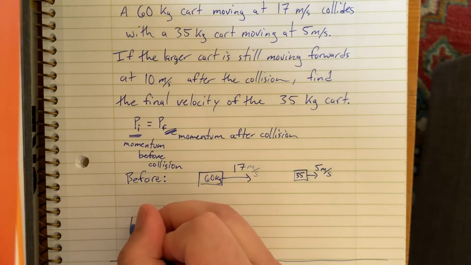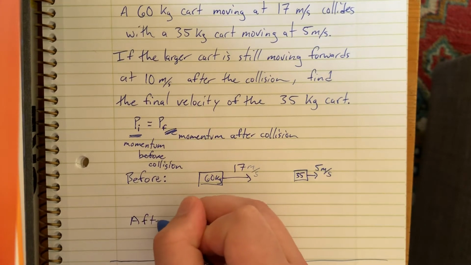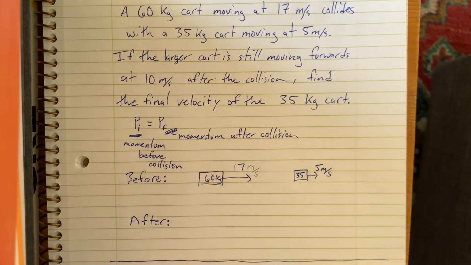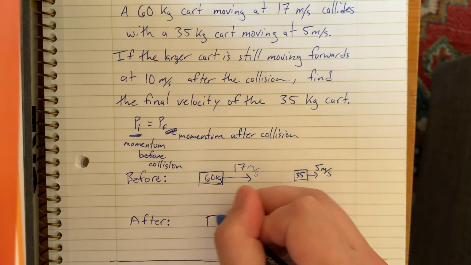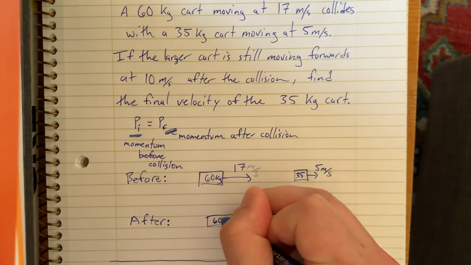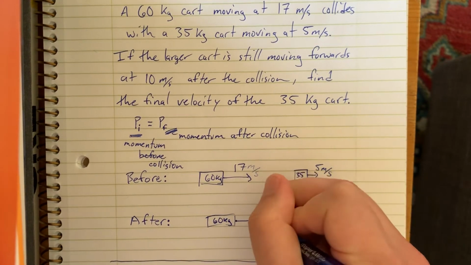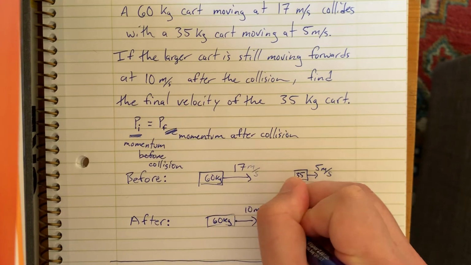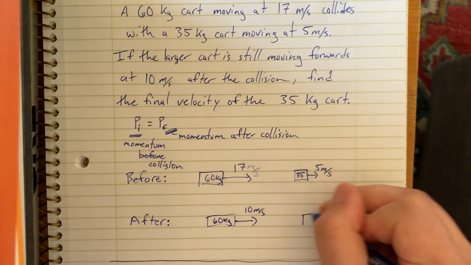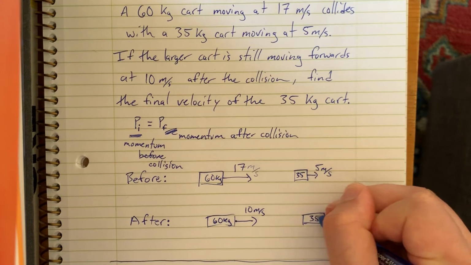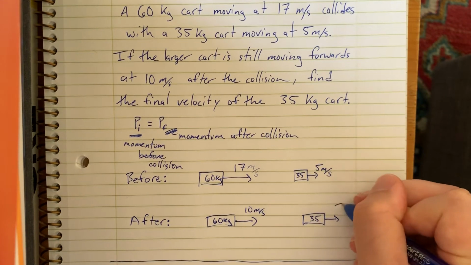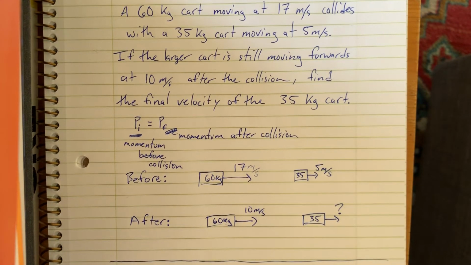That brings us to our after drawing. In our after drawing, we have the larger cart, the 60 kilogram cart, moving forwards the same direction at 10 meters per second. And so the question is, this is our 35 kilogram cart, how fast is that going?